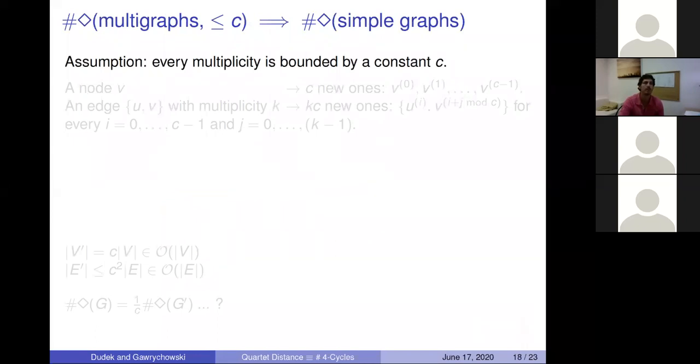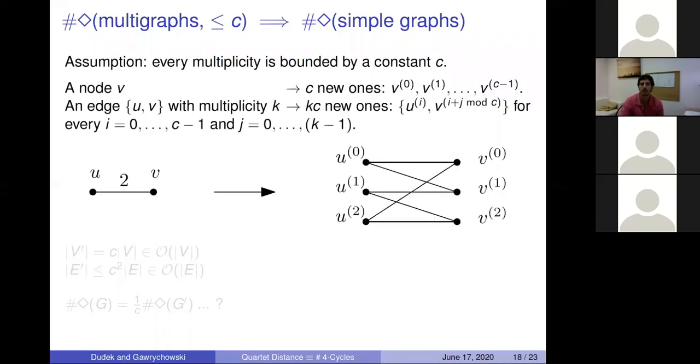So we have a multi-graph with multiplicity bounded by constant C. And you want to reduce counting 4 cycles in this graph to counting 4 cycles in a simple graph. So the idea is to multiply the nodes. So a node becomes C nodes, okay? And you connect them with edges appropriately. So if you had an edge UV with multiplicity 2, you take every copy of U, and you connect it to the corresponding copy of V, but also to the next copy of V. Okay, so there are C copies that you connect the current copy of U. And when you analyze things, it's easy to see that you blow up the size of the graph by a constant factor because C is constant.